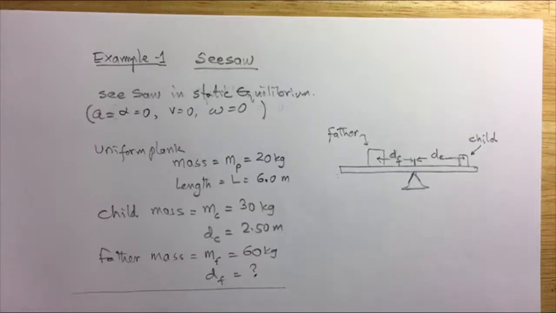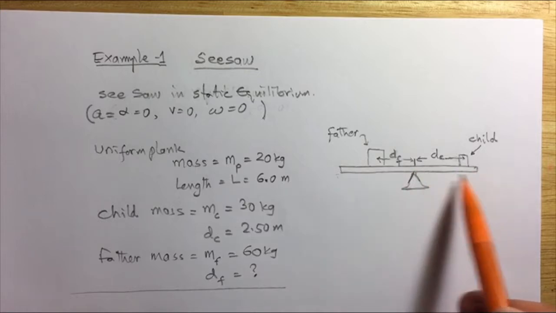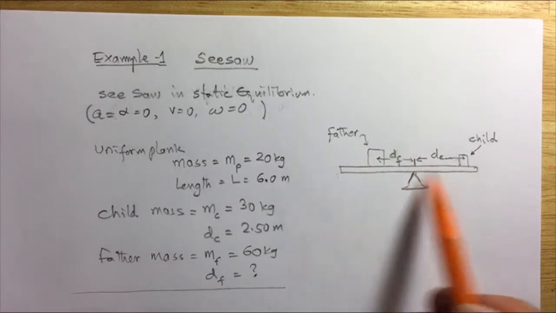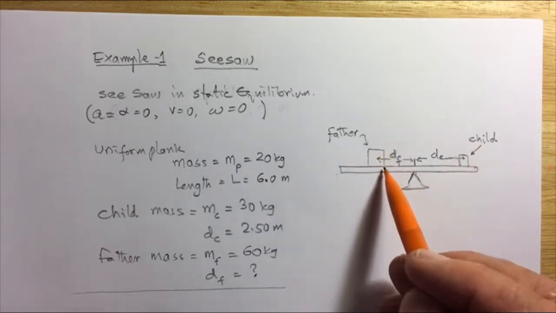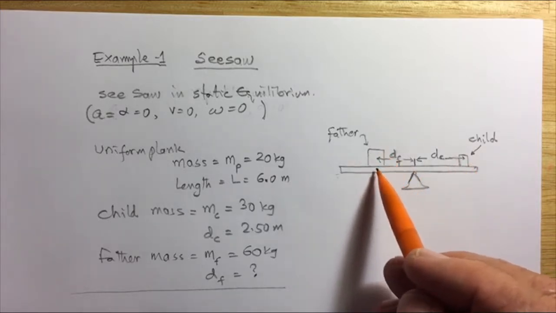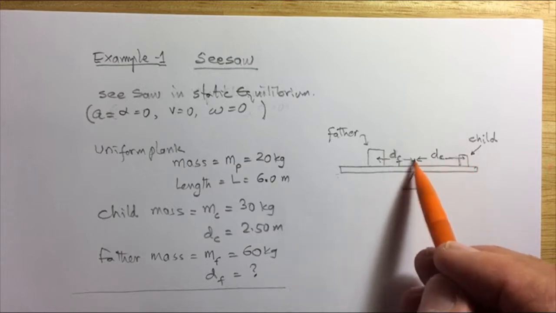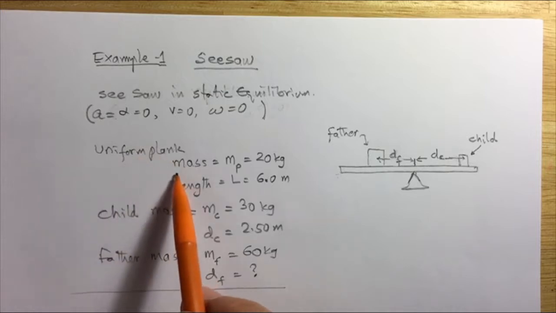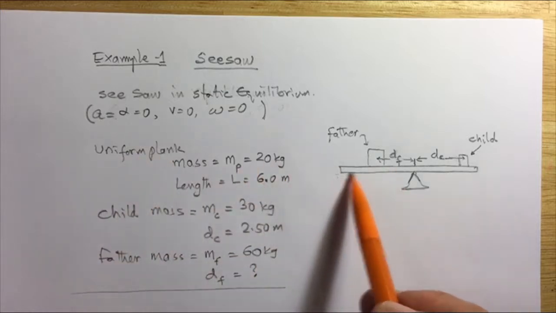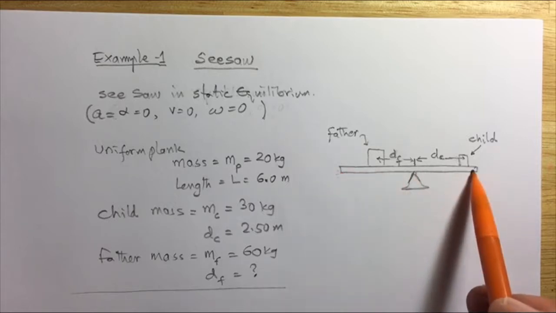Okay, so the first example is of a seesaw, where in a park you have a seesaw of length L. A child is sitting at one end and the father, who's heavier, is sitting at some other position. This is the distance to the child from the center, the distance to the father from the center, and we're given that the plank is uniform of mass 20 kilograms. So that's 20 kilograms. The length is 6 meters from here to here. The total length is 6.